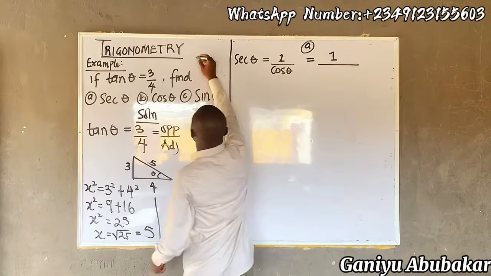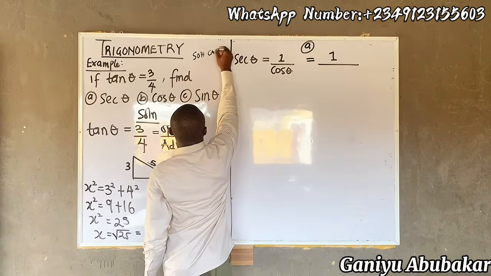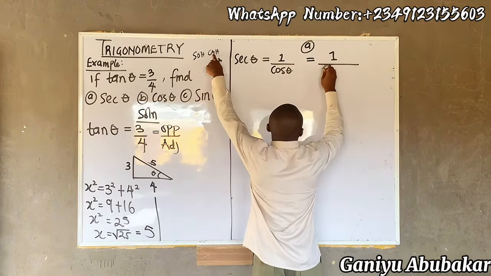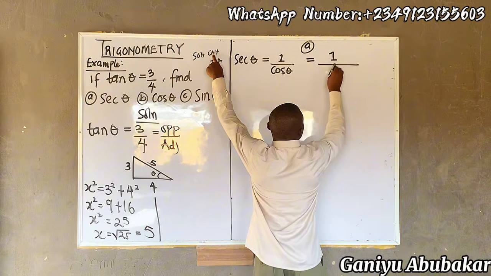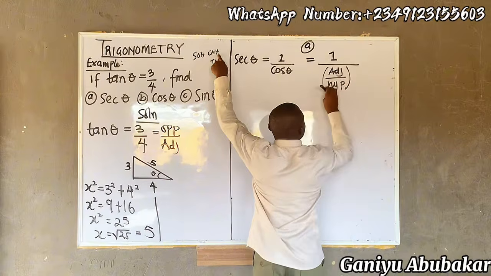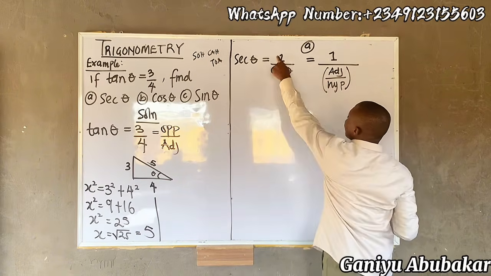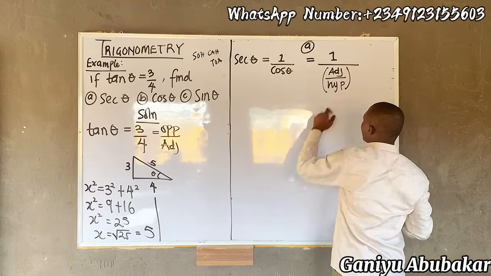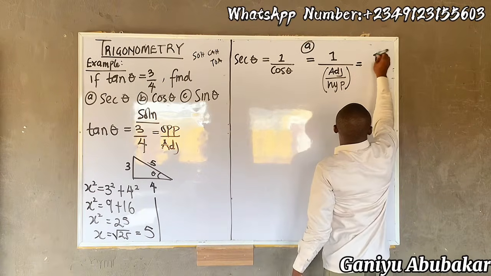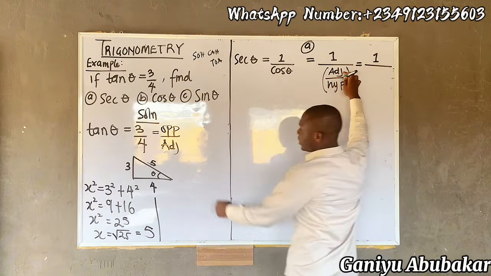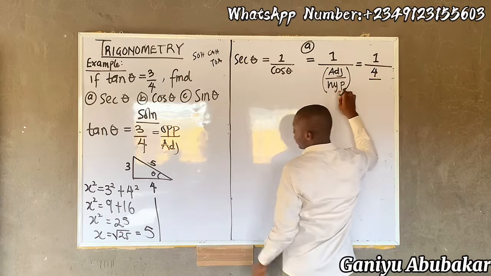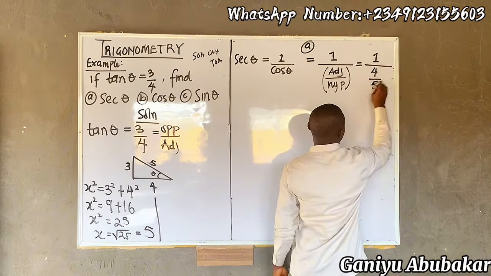What we know is I have SOH, CAH, and TOA. So cos theta becomes adjacent over hypotenuse. Cos theta can be expressed as adjacent over hypotenuse. This is now equal in value to 1 all over the adjacent, which from this diagram is 4, over the hypotenuse, the longest side, which is 5. So I have 5 here.